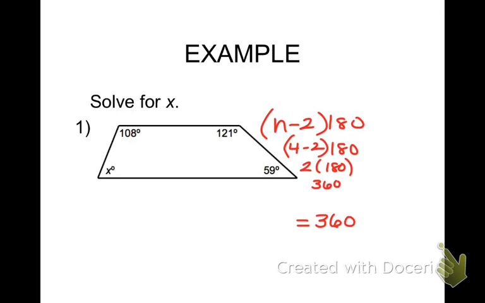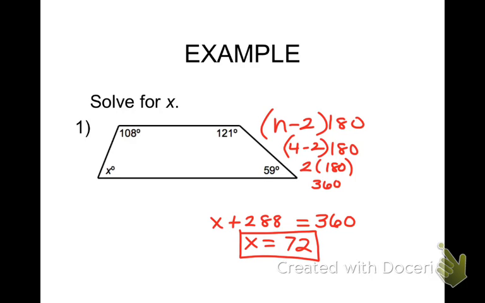Well, let's add up these numbers. What is 108 plus 121 plus 59? I think it's 288. So x plus 288 equals 360. Subtracting that from 360 gets us 72. So x is equal to 72.